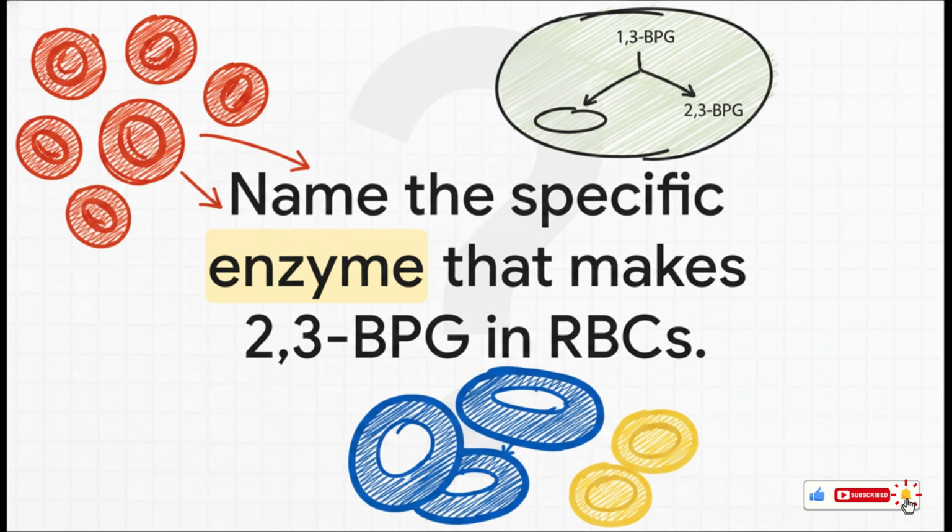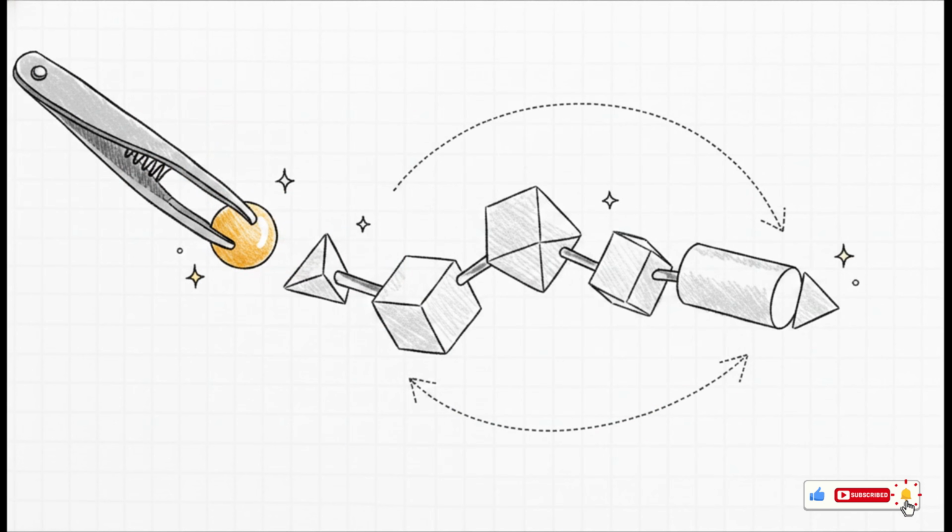Name the specific enzyme inside red blood cells that converts 1,3-BPG into 2,3-BPG. The enzyme you need to memorize is bis-phosphoglycerate mutase. Remember, a mutase just relocates a functional group within the exact same molecule.